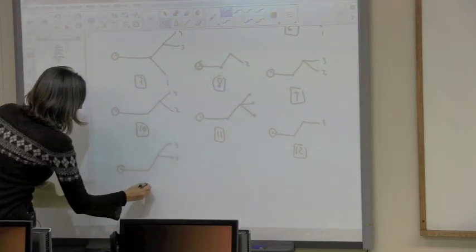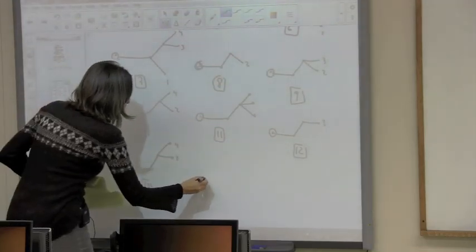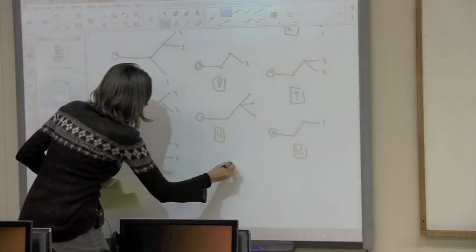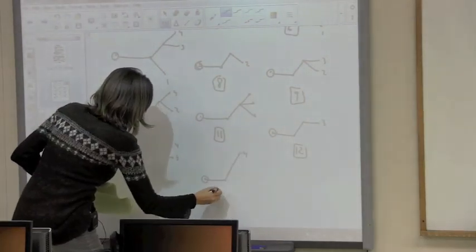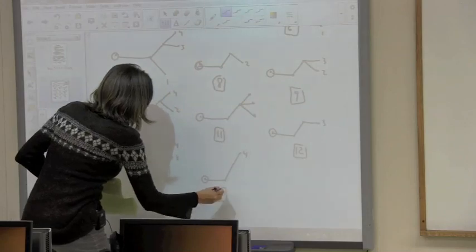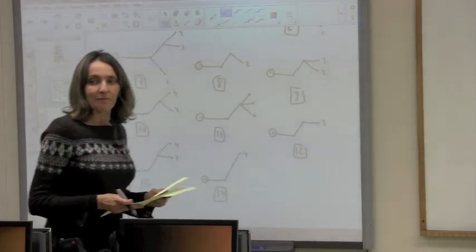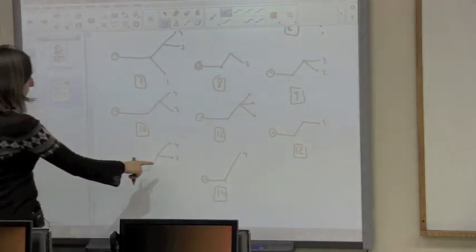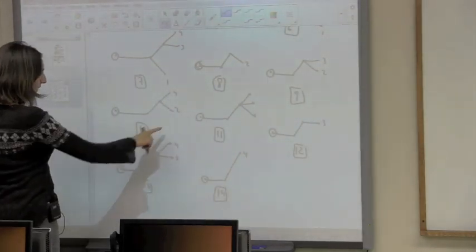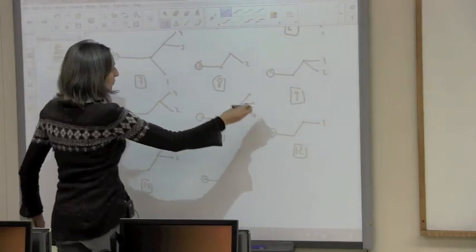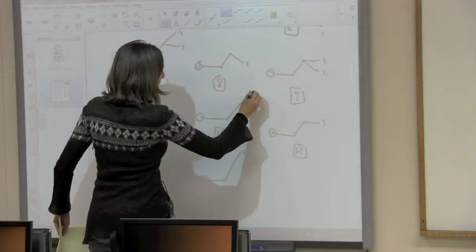Four will be 13, and just 4 will be 14. Okay, so here we have all the... What are the end numbers of 11? 11, sorry, I didn't put, but 2, 3, 4.